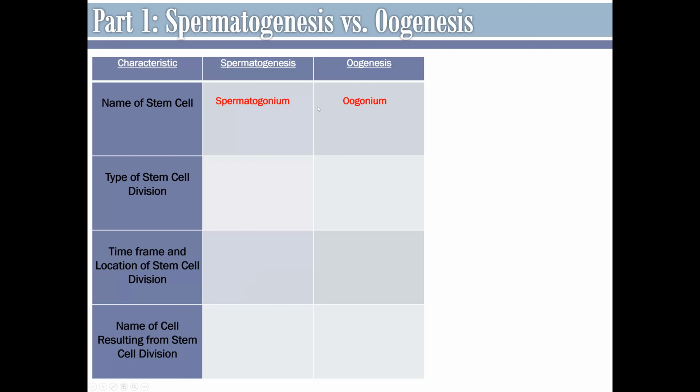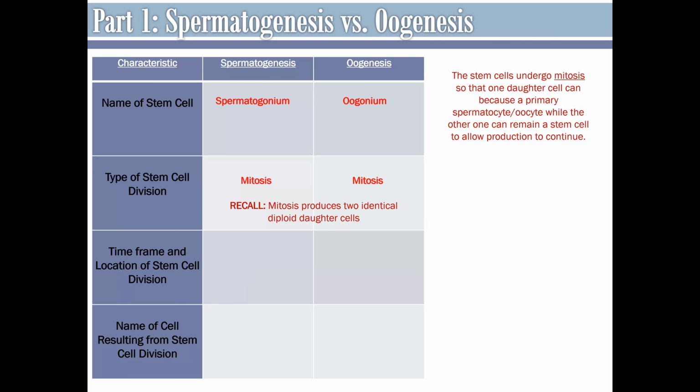So we're going to start with the stem cell. We just named the stem cells at the end of the previous slide. The type of cell division that the stem cell undergoes in spermatogenesis is mitosis, and in oogenesis it is also mitosis. Remember that mitosis produces 2 identical diploid daughter cells. The reason that the stem cells undergo mitosis is so one of the daughter cells can become a primary spermatocyte or oocyte, while the other one can remain a stem cell to allow production to continue. So it maintains the population of stem cells.